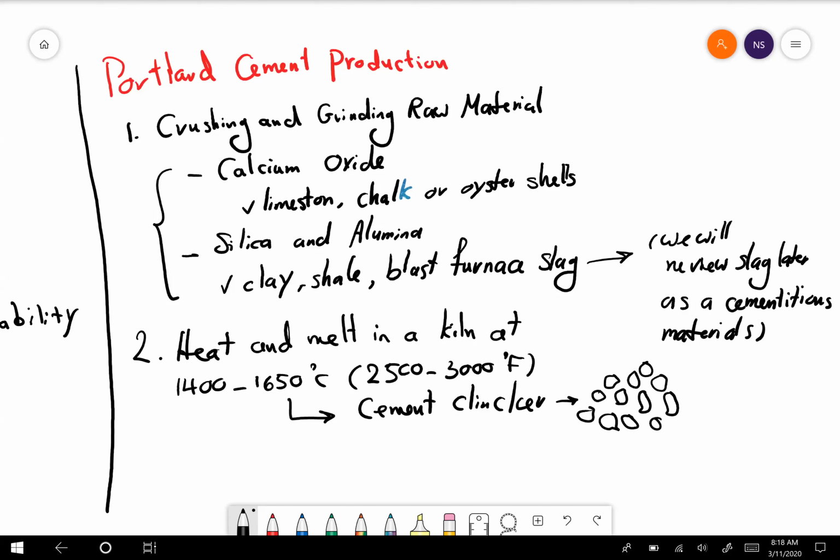And sometimes, or most of the time, in terms of production, when they want to show the capacity of a Portland cement plant, they specify that in terms of how much cement clinker they can produce in a day or in a month.